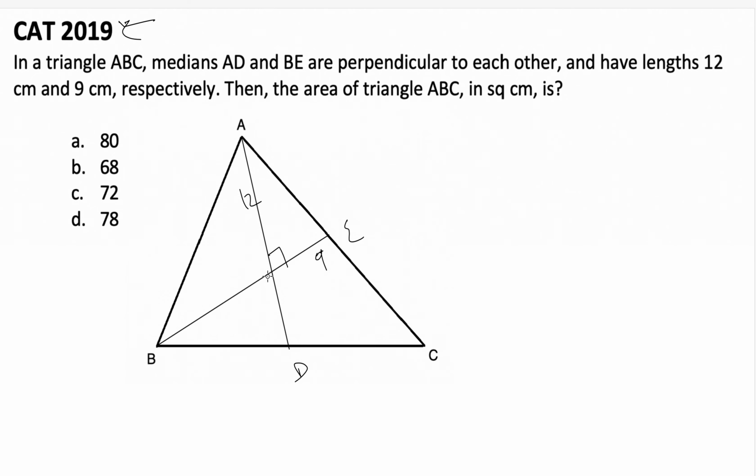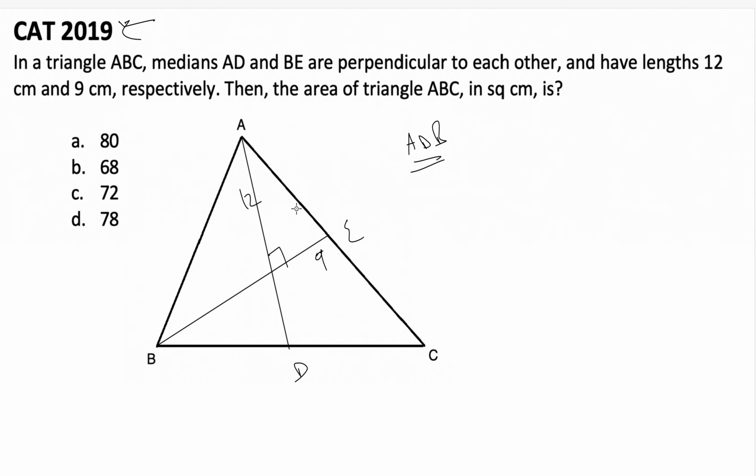Pause the video here, try the question yourself. So again, two ways we can do it. First, let's try to calculate the area of triangle ADB. If we calculate ADB, the answer is just double of that, because one median divides the triangle into two equal areas. Very basic. If you can calculate ADB, you can easily calculate triangle ABC just by doubling it.